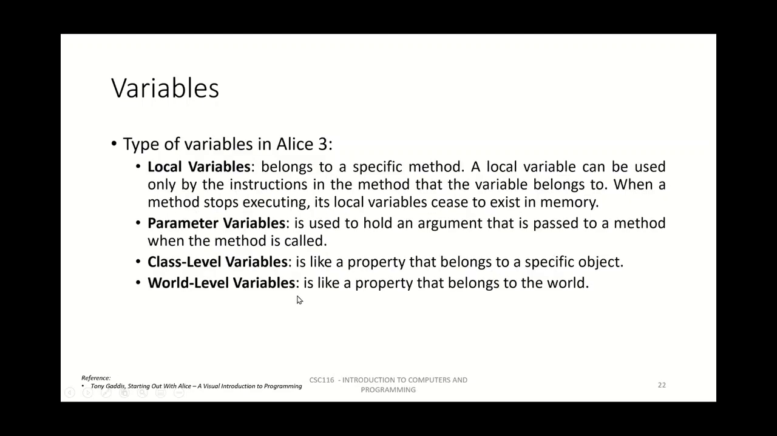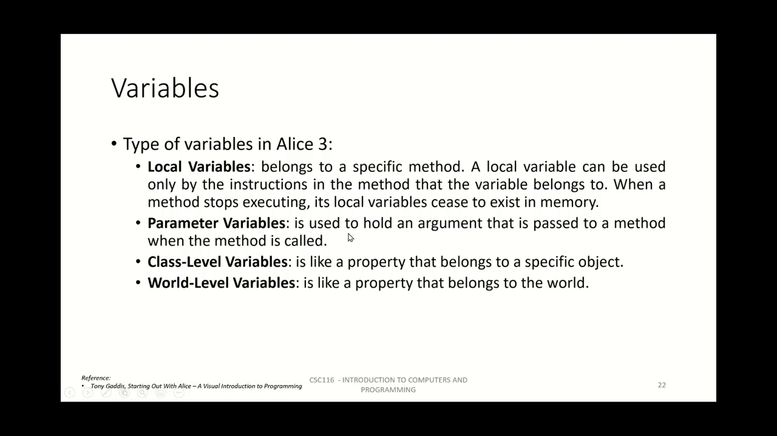We have 4 types of variable in LS3: local variable, parameter variables, class level variable, and world level variables. A local variable actually belongs to a specific method. For example, in my first method, we created a new variable for the object, and this variable can be used in my first method only. When we stop running the coding, this local variable will be removed from the memory.